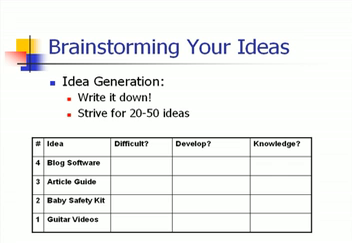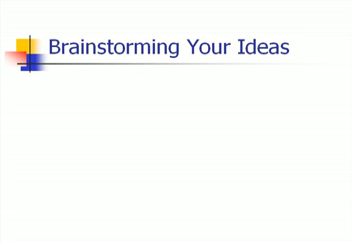If you get stuck, go back and look through the list of customer desires to get some ideas. Once you have 20 to 50 ideas or feel like you're finished, then move on to step 2. Of course, if you can come up with 100 ideas, go for it. Now let's move on to step 2, difficulty.